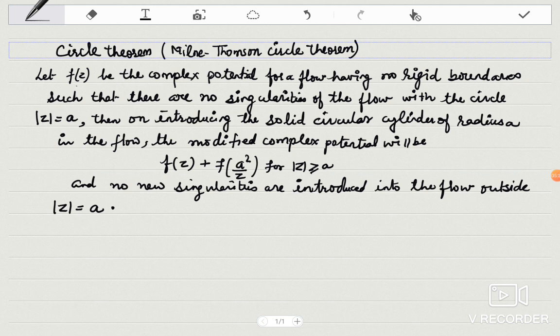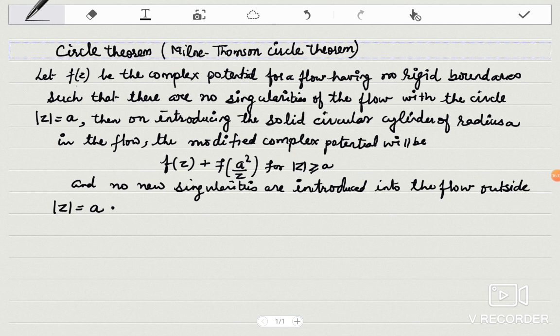On introducing it, naturally the flow will be modified and the modified complex potential will be given by F(z) plus F bar of a squared upon z. If you look at this expression, you will see that this F bar of a squared upon z is nothing but the complex potential of the image of F(z). So this is the complex potential for the modified flow region. And one another result is that no new singularities will be introduced in the flow region outside that cylinder. Whatever new singularities will be introduced will lie inside the circle.